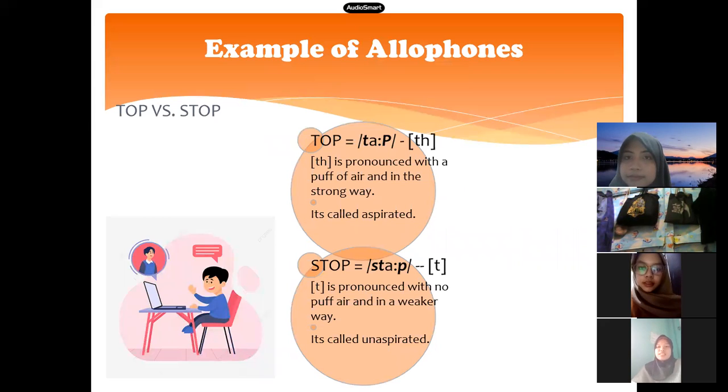For example of allophones, in stop, P is pronounced without a puff of air, and in the word pin, it is called aspirated. The second, stop P, is pronounced with no puff of air, and it is called unaspirated.